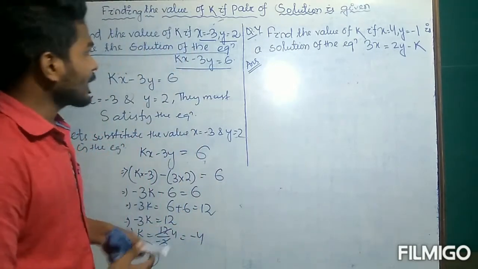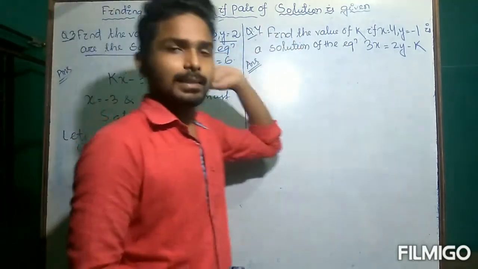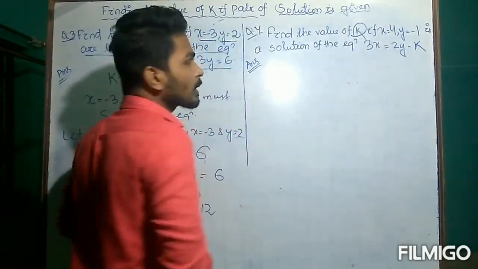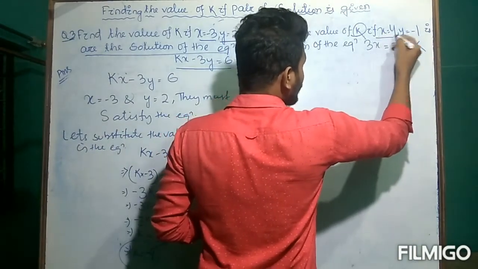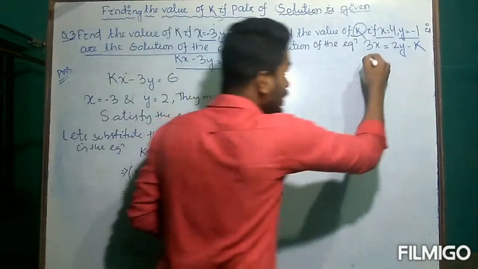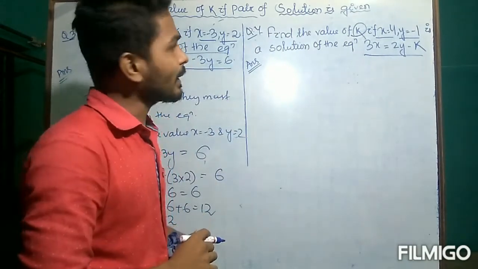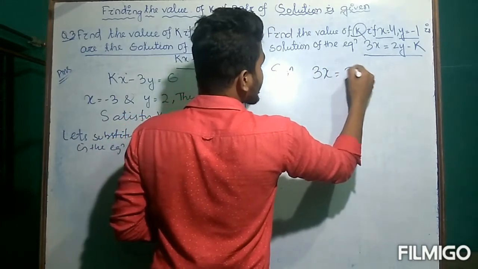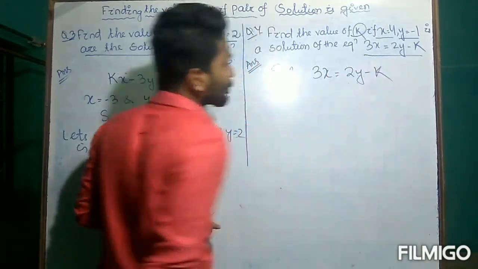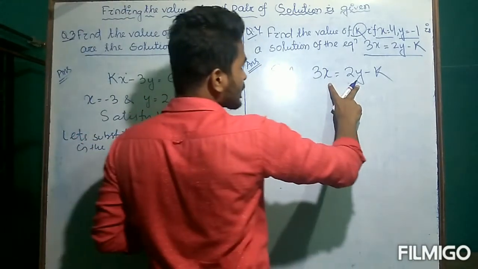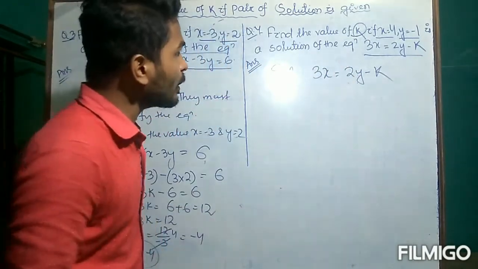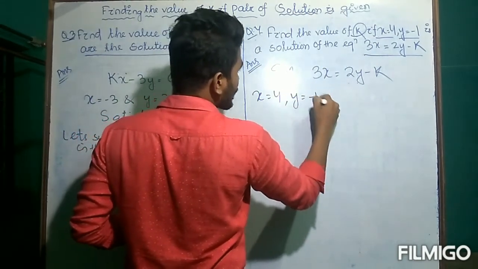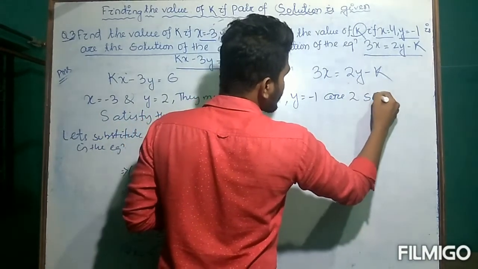Okay. Next question. Find the value of k. It is also a similar type of question where we have to find the value of k. Okay, if the two solutions are given for the equation 3x is equal to 2y minus k. So write the equation first. The equation is 3x is equal to 2y minus k. Okay, and it has two solutions since it has two values of unknown variable. So the two solutions are x is equal to 4 and y is equal to -1 are two solutions.